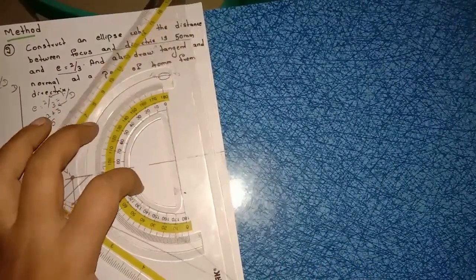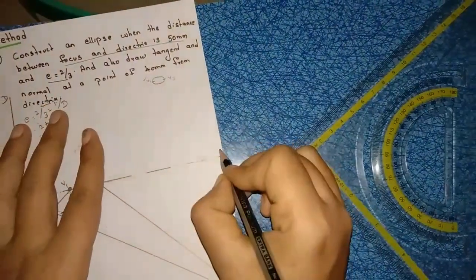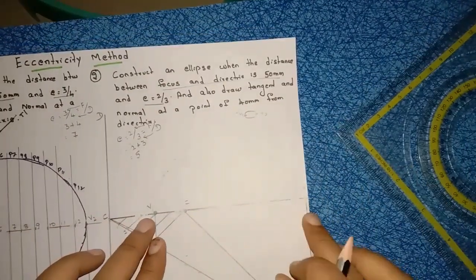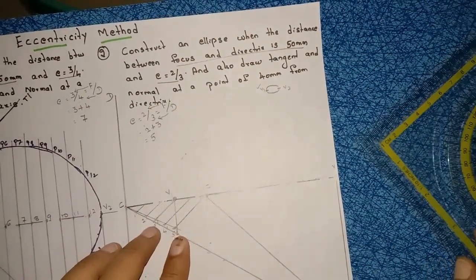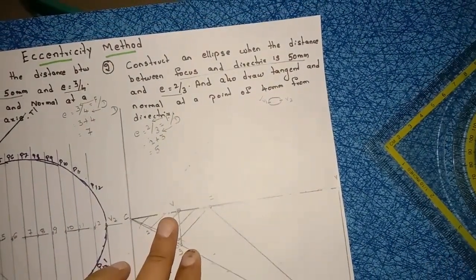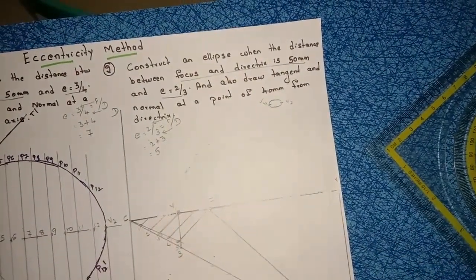From Q draw a straight line to the axis line in order to get here V2 point. So V1 is the starting point of your vertex, V2 is the ending point of your vertex. V1 is the starting point of the ellipse and V2 is the ending point of the ellipse.